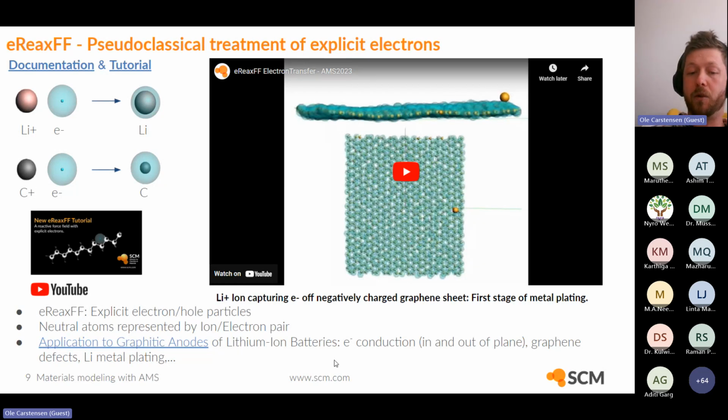Many of these processes I have outlined here at the bottom, but there are many more coming to mind, like electrolyte degradation, for example, dendrite formation, you name it. As long as you have suitable parameters for the system you want to study, there is a lot of things possible, and I expect that there will also be a lot of exciting publications coming out of this eReaxFF ansatz fairly soon.